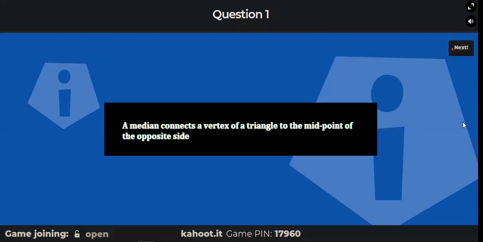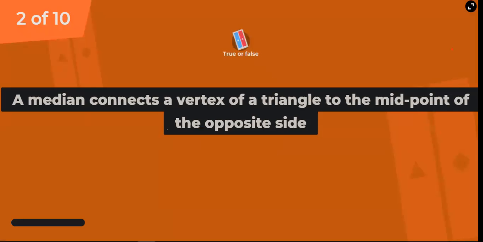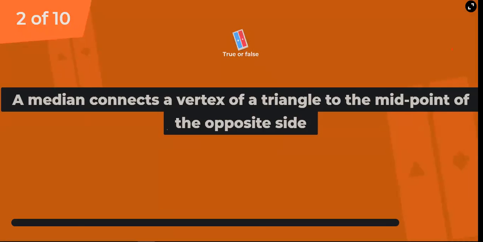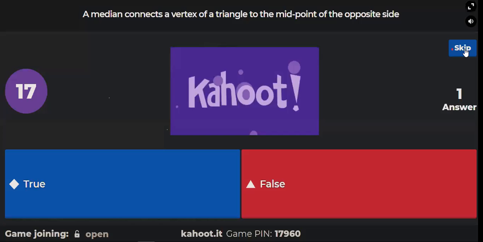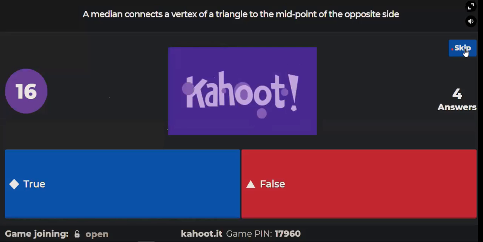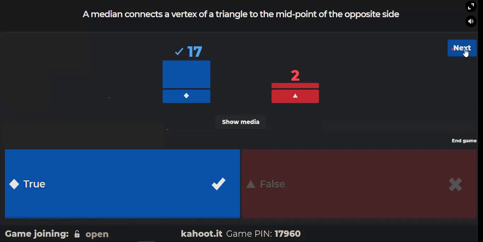Everyone, go through the problem. A median connects the vertex of a triangle to the midpoint of the opposite side, right? True or false? That's the problem. True or false? True, right? It was the basic definition.